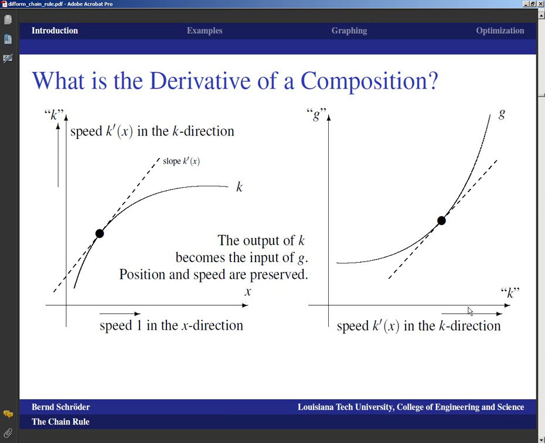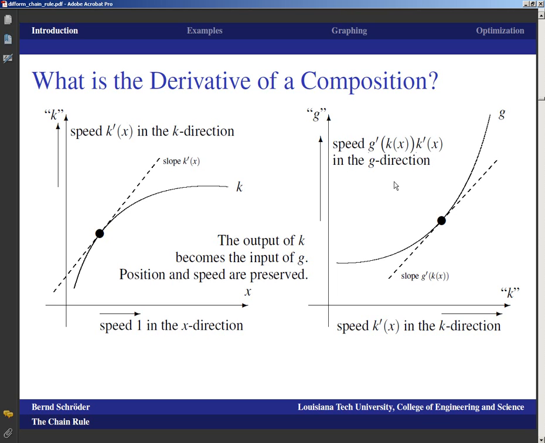in the k direction, and we remember that the derivative just multiplies that speed, and so the derivative, the slope at k of x, is g prime of k of x, and the vertical speed now is the slope that we have multiplied by the horizontal speed, so the speed in the g direction, the output direction, is g prime of k of x times k prime of x.